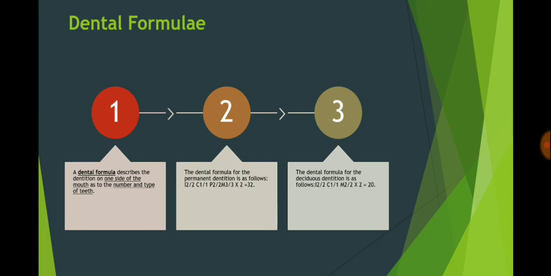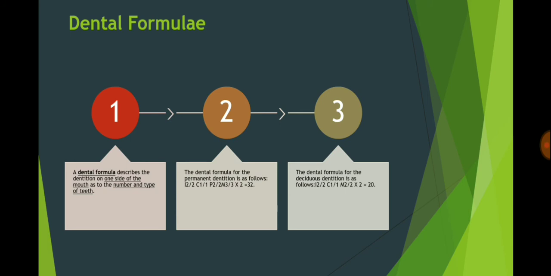The dental formula for the permanent dentition is as follows. You have two incisors on the right side on the maxilla, and two incisors on the lower side in the mandible. You have one canine on the upper, one canine on the lower. You have two premolars on top, two premolars on the lower. That's on the right side. And we have three molars on one side, 3 and 3 on the lower. Then you multiply by 2, you get 32.